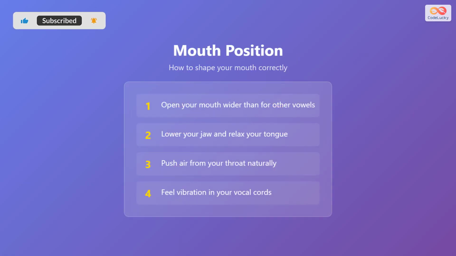To master the short A sound, it is important to understand the correct mouth position. First, open your mouth wider than usual. This is different from other vowel sounds where your mouth is more closed. Second, lower your jaw and relax your tongue completely. Do not tense your muscles. Third, push air from your throat naturally and let it flow out. Fourth, you should feel a slight vibration in your vocal cords. These 4 steps are essential for correct pronunciation.